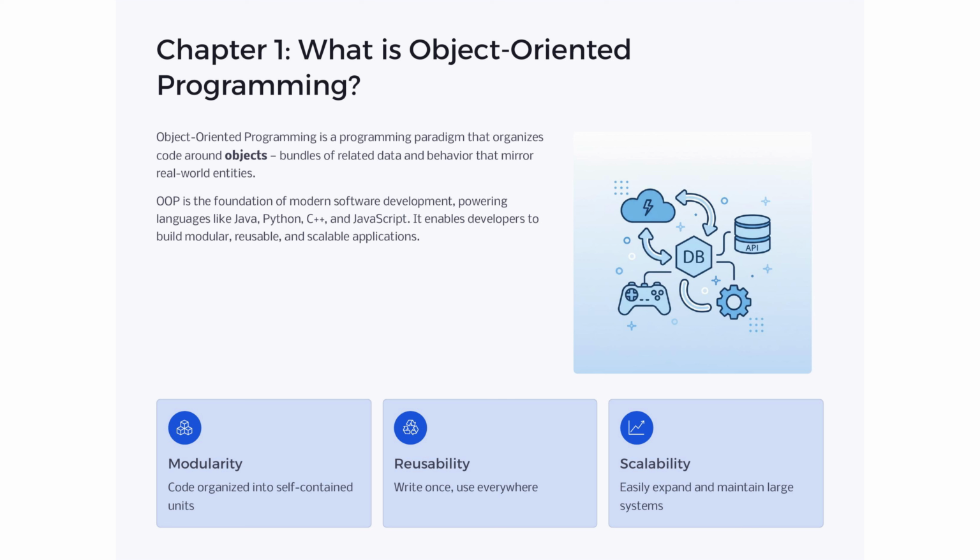It underpins modern software development, supporting languages like Java, Python, and C++. OOP promotes modularity, reusability, and scalability, allowing developers to create adaptable and maintainable applications.